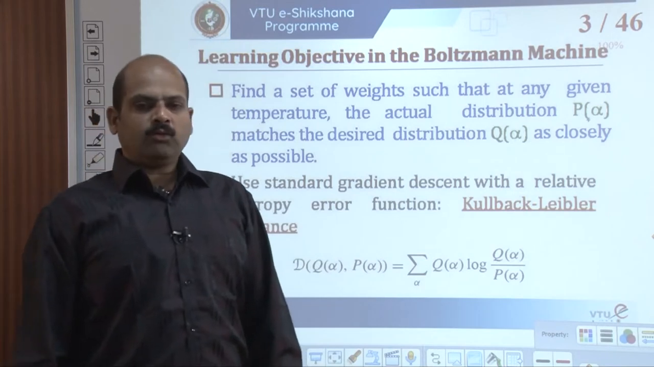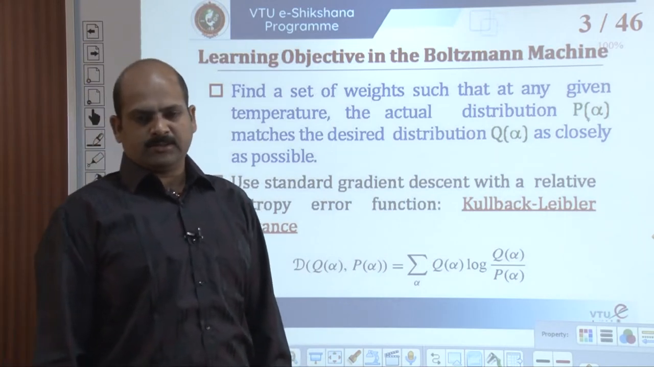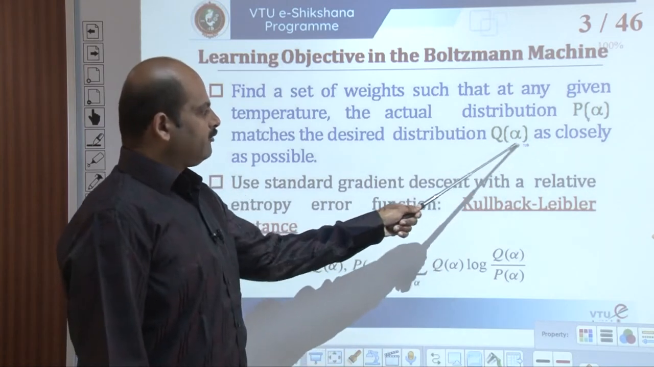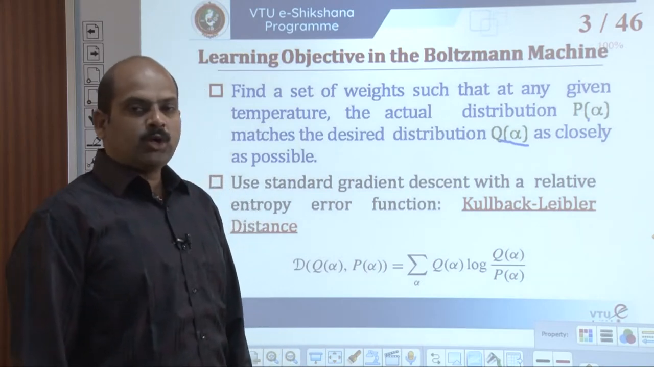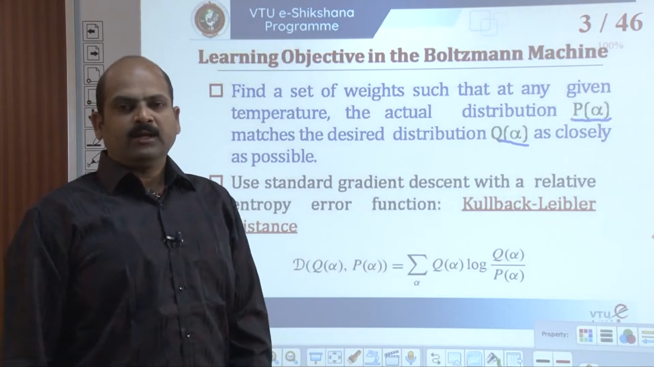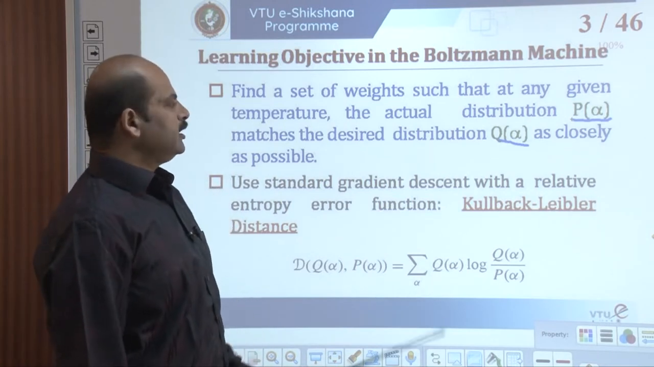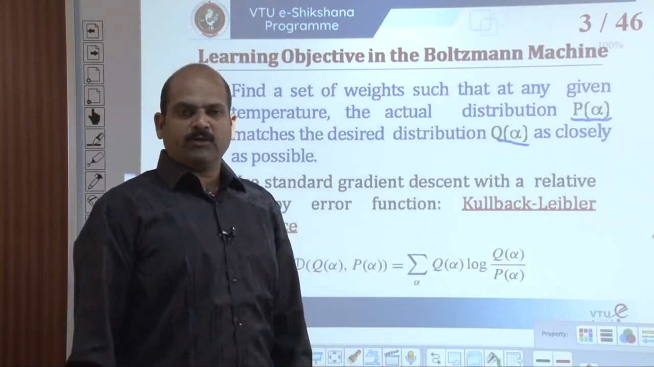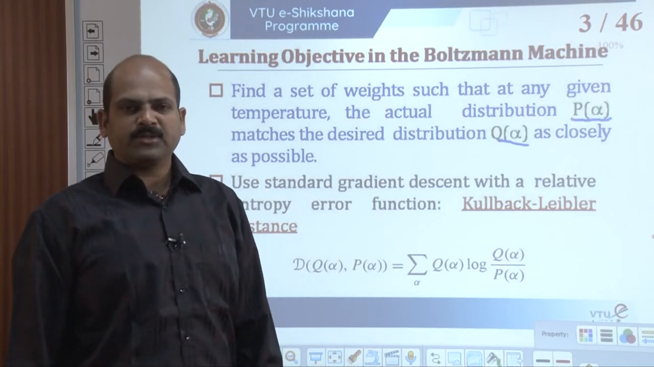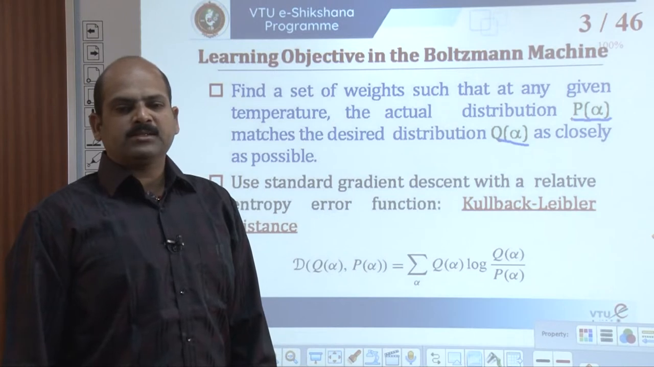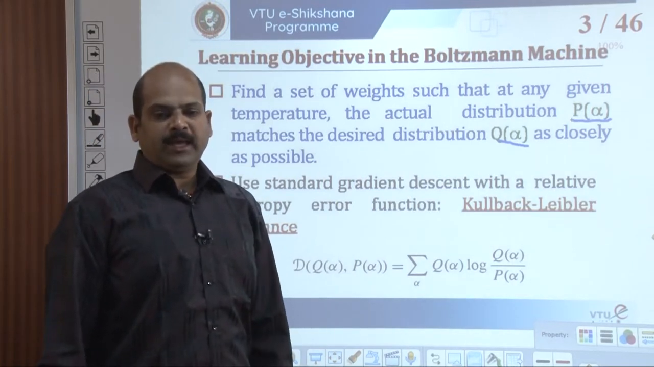Understand? So, we now give our attention to the problem where we are given a set of desired probabilities for all the visible units, which we denote by Q of alpha. We want the network to learn those probabilities in such a way that the actual probabilities P of alpha, that result from the random simulation, match these probabilities for a given training set T. The desired probabilities Q of alpha are assumed to be derived from the training patterns in T. The patterns are assumed to contain both features and possible class information, depending upon the application.